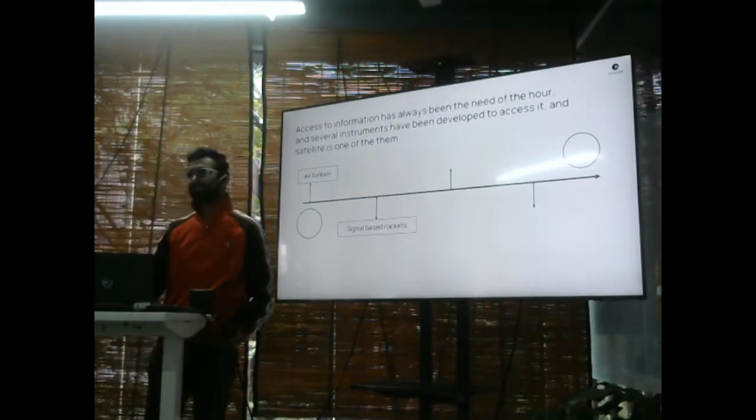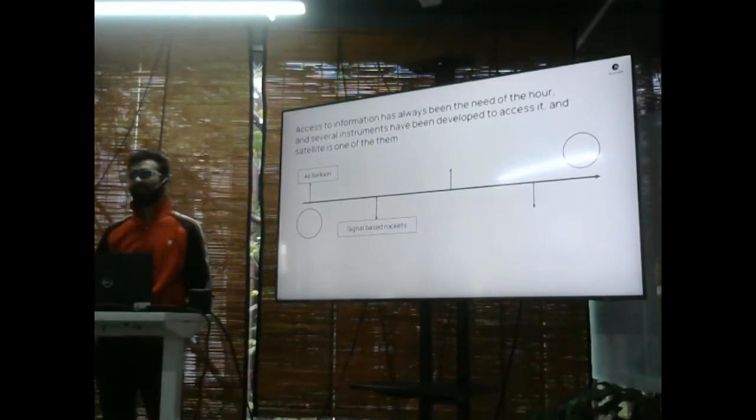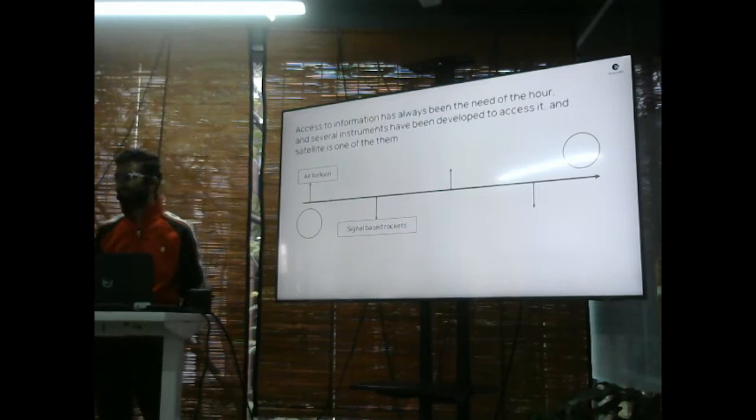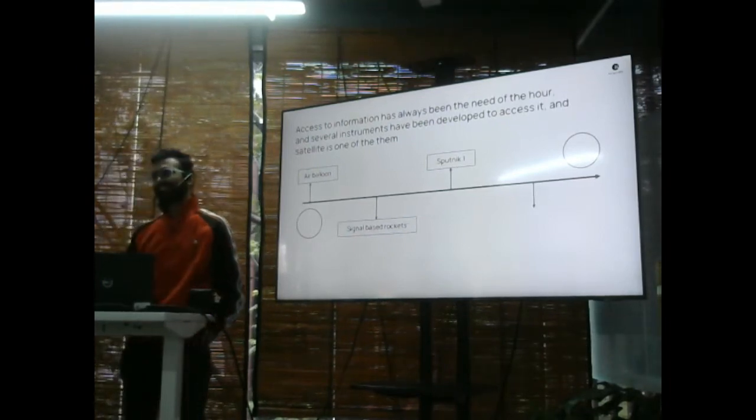After that, we sent rockets to certain heights, few meters, then kilometers. We saw how signals traveled from those rockets and how they were received by us, what information we can get from them. Further, we launched Sputnik 1. That was the first man-made satellite that we launched. Can anyone tell me what was the main reason for launching Sputnik 1? Space race. Yes, space race, but why? Why space race?